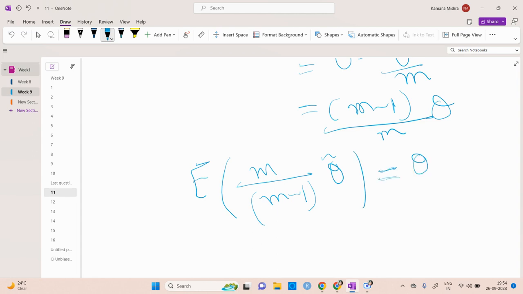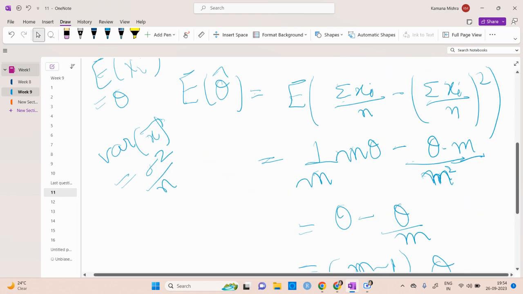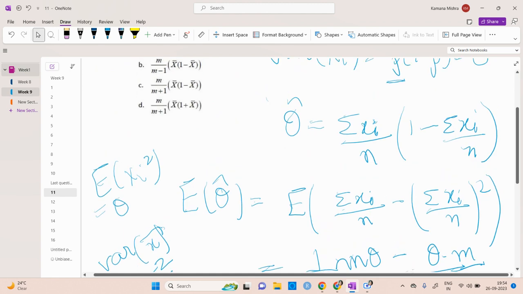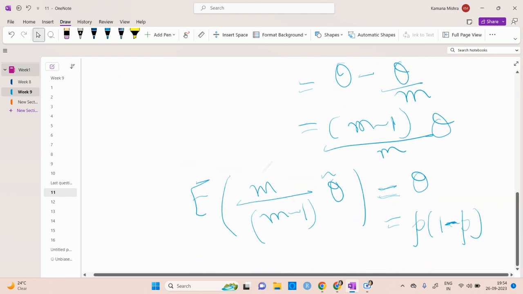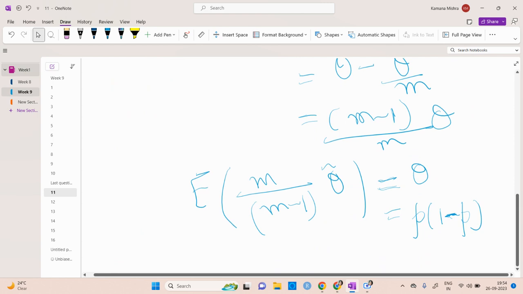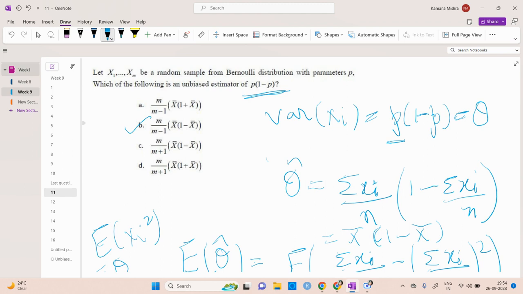So this is basically the parameter estimator. If you have the expectation of something equal to theta, and theta is what? p times 1 minus p, right? So n upon n minus 1 theta cap. Theta cap was what? Summation xi, so this is x bar, basically x bar times 1 minus x bar. So you have the estimator n upon n minus 1 times x bar times 1 minus x bar. So this one will be the answer.